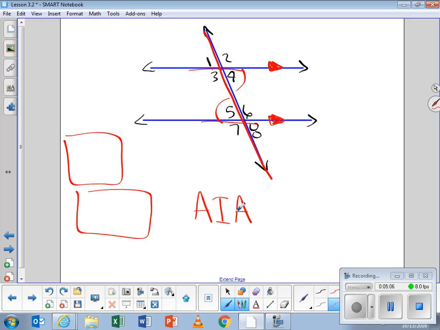Yes, Paul? 2 and 7. Nice job. We actually don't have a rule on those, but in our homework, we talk about that. I don't know if I assigned that problem this year or not. In our old textbooks, we have this rule. We can prove that 2 and 7 are congruent if those lines are parallel.